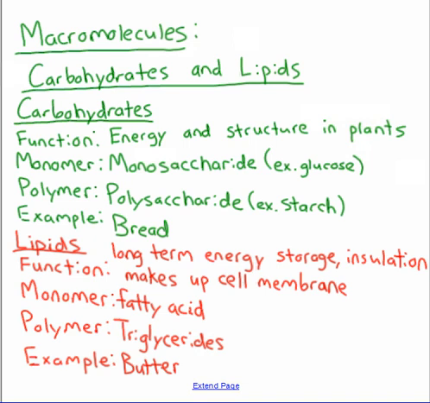What is the function of carbohydrates? The main one is energy. Okay, we use carbs for energy. That's why you carb load before a big run. But then also in plants, they use structure. So it's structure in plants, and they use this polymer polysaccharide called cellulose. So it's structure in plants and energy for all organisms.